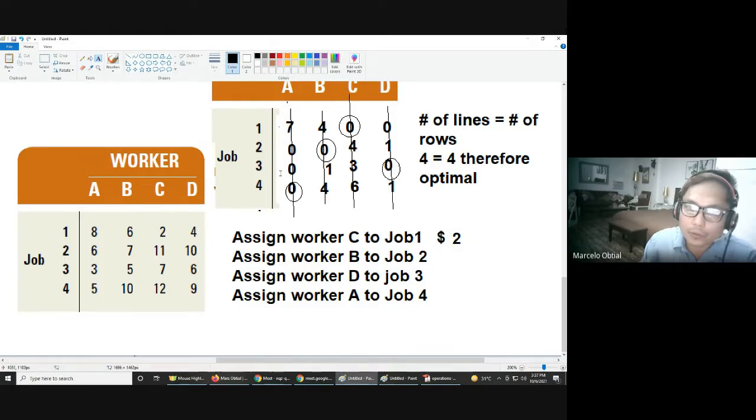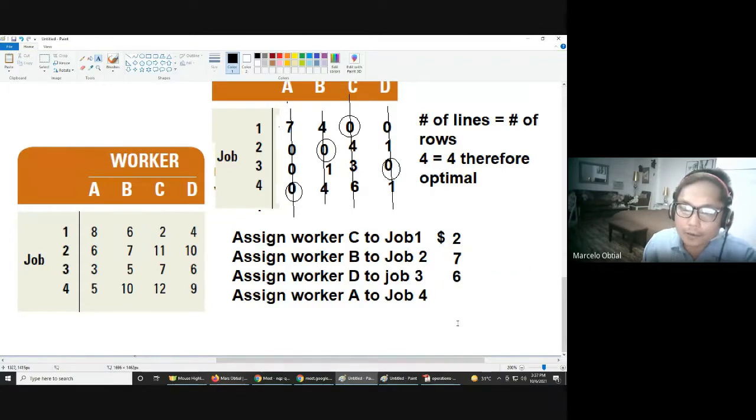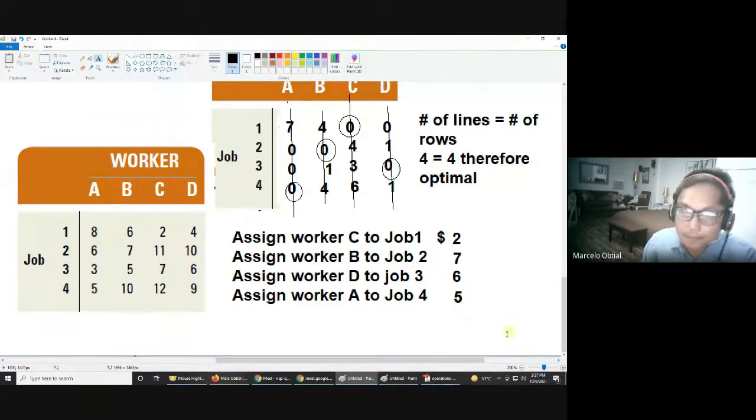If you will assign here worker B to job 2, that is $7. Okay? Next, if you assign worker D to job 3, you will spend $6. No? Last, if you will assign worker A to job 4, ito dito, no? So, 5. Okay, tingin lang sa original problem kasi. That will cost the company this 11, 18, $20. Okay? So this is the Hungarian method.